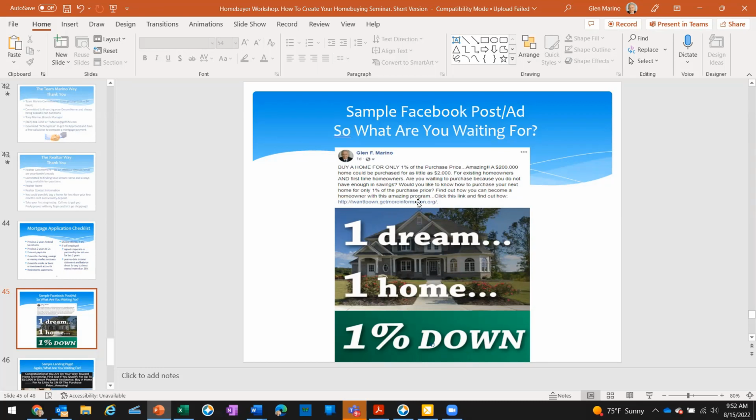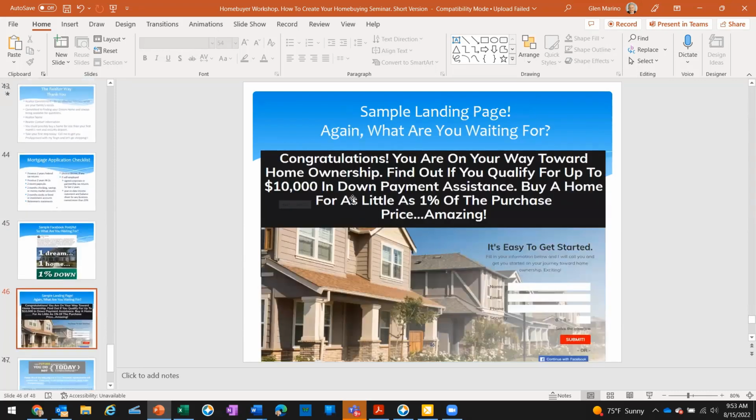Notice in the very bottom here, there is an HTTP. That is a landing page. If you're going to do an ad, if you're going to do a Facebook post and try to bring people in to buy a dream home for 1% down, why are you not then going to do the next thing, and that is give them a sample landing page? This is a sample landing page. If they click on that link within your Facebook ad or your Google ad, it's going to bring them here.